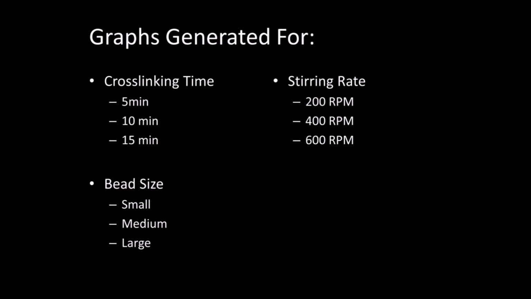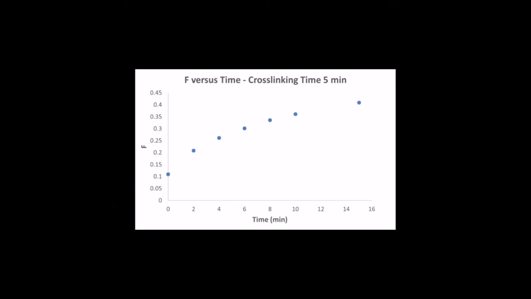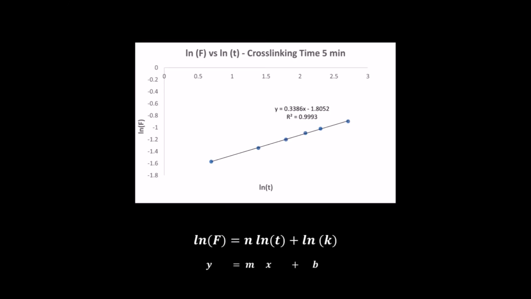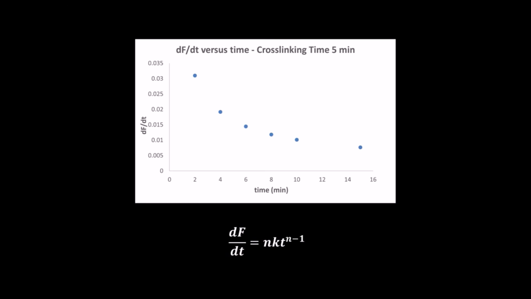3 plots were generated for each adjusted variable. The first is a simple plot of F versus time. The second is a log plot which linearizes the relation between F and t. The n and k values can be determined from a linear regression. By taking the derivative of our governing equation and substituting the experimentally determined n and k values, the instantaneous rate of change of F can be plotted versus time.